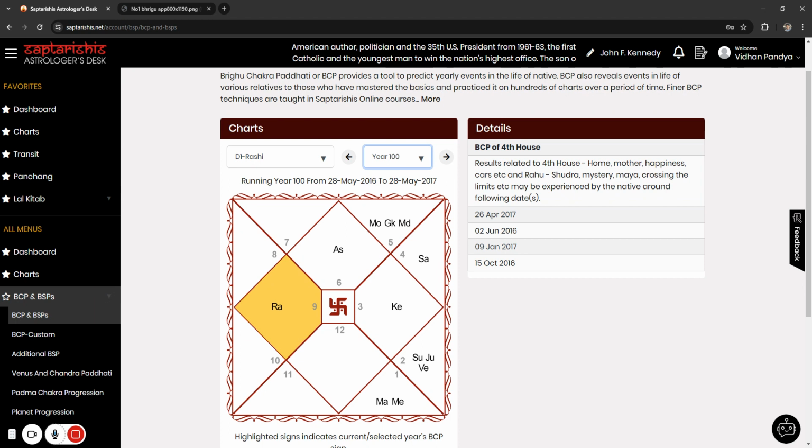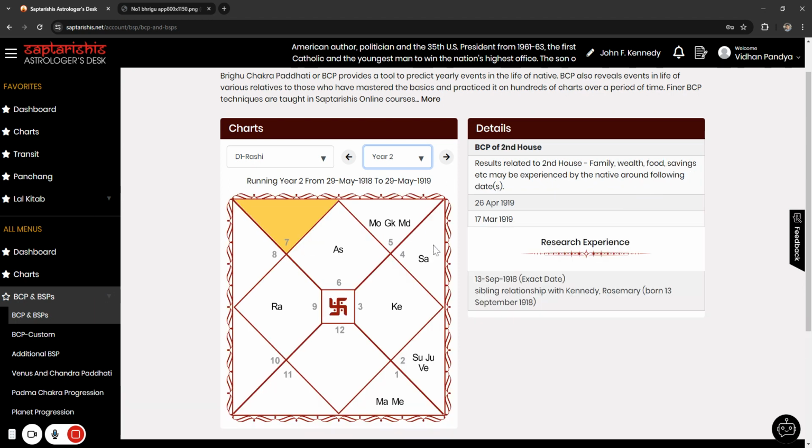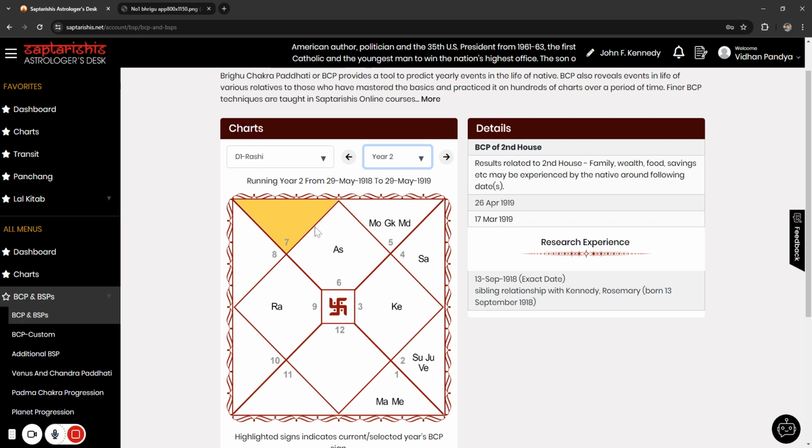Let's take the example of year number 2. If you pay attention to the right hand side, as I said, on the right hand side you will find clues about what events might have happened or what kind of events would have unfolded in the life of this native. So here it says results related to second house, which means family, wealth, food, savings, etc. may be experienced by the native around the following dates. Forget about the dates part, but pay attention to the event which is mentioned here in the box below.